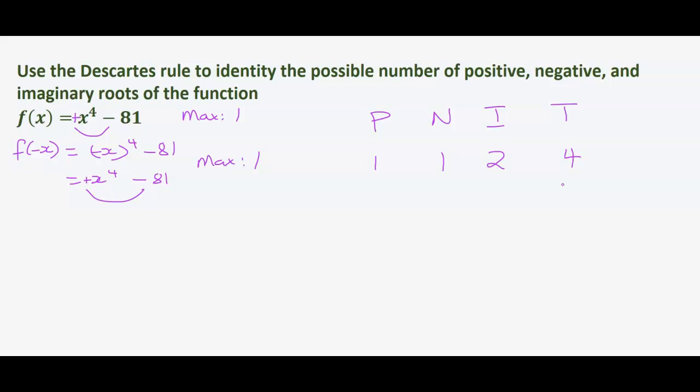The reason for this is because the possible number of positive roots has to be reduced by a factor of 2. This is 1, and if we subtract 2 from 1, we're going to get a negative. We are not allowed to have a negative number of positive, negative, or imaginary roots. So this is what our PNI table is going to look like.